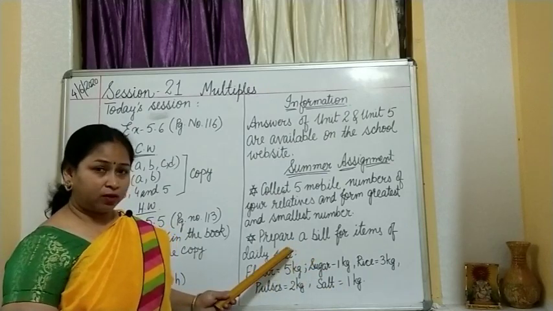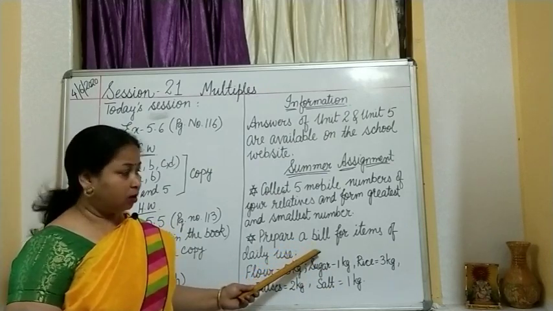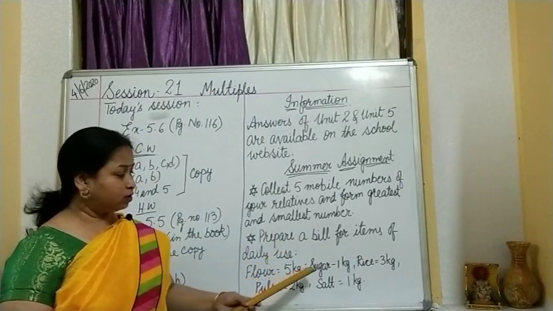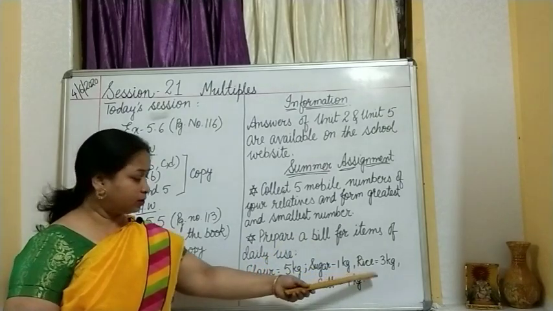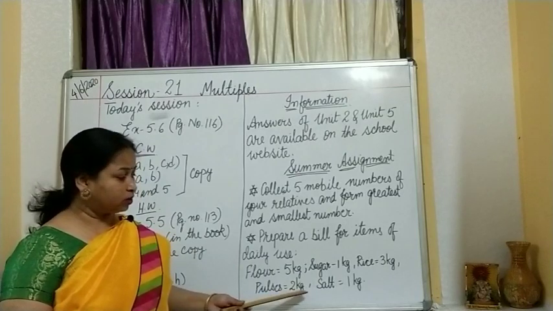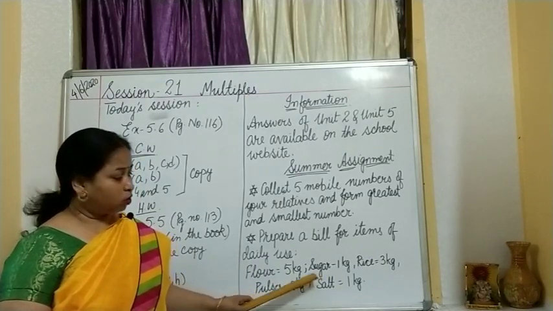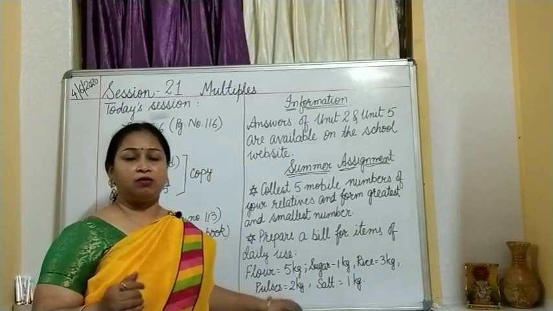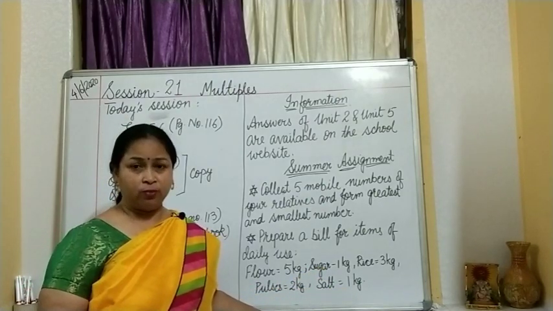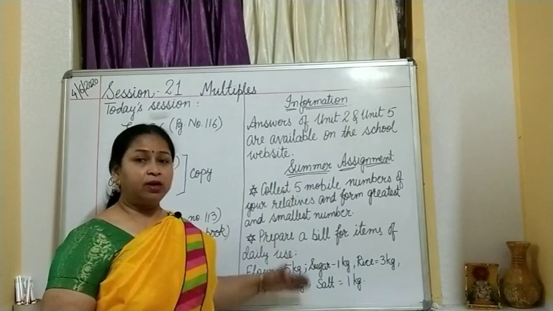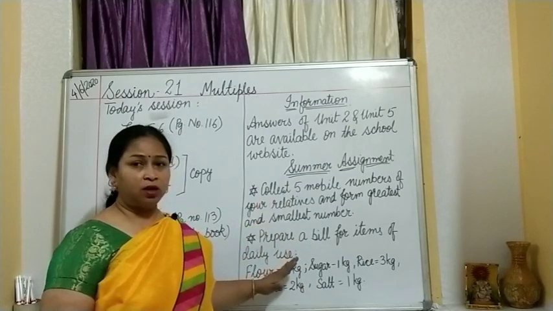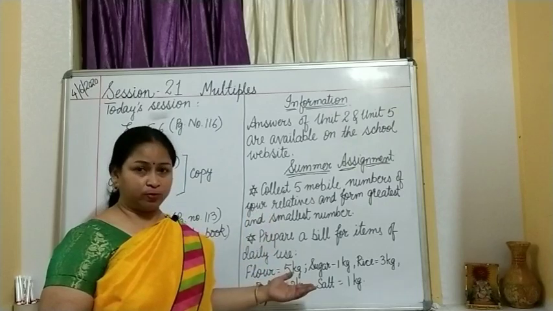The second task is to prepare a bill for items of daily use: flour 5 kg, sugar 1 kg, rice 3 kg, pulses 2 kg, salt 1 kg. This will be clear when I teach you the money chapter tomorrow, and the summer assignment will be available on the website. So do not worry, you can note it down from the website also.